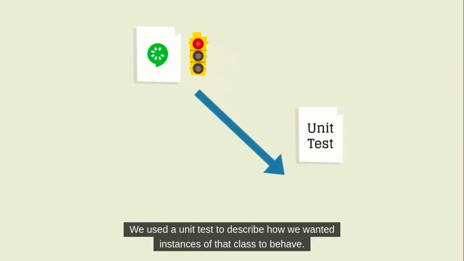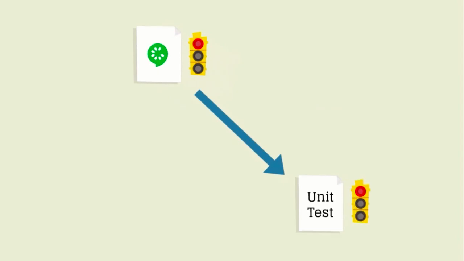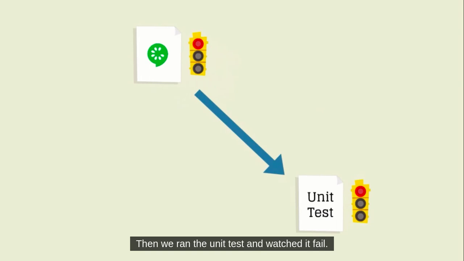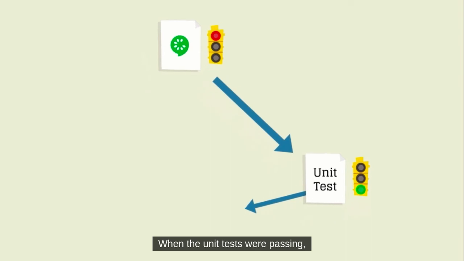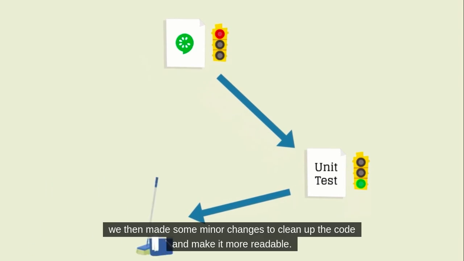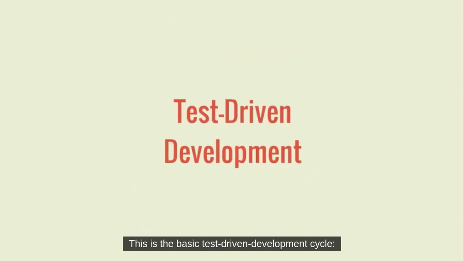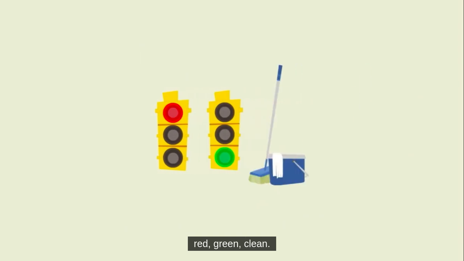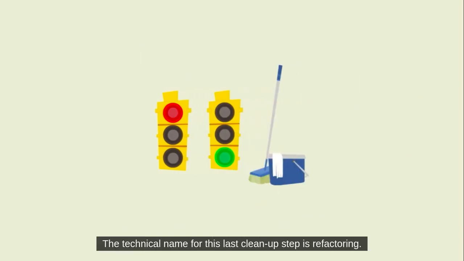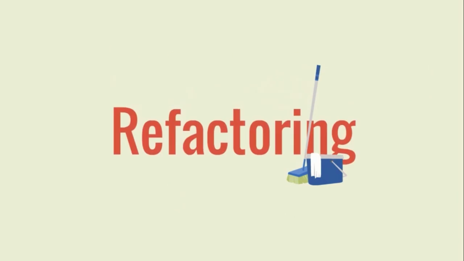We used a unit test to describe how we wanted instances of that class to behave. Then we ran the unit test and watched it fail. We focused in and made changes to the class until its unit tests were passing. When the unit tests were passing, we then made some minor changes to clean up the code and make it more readable. This is the basic test-driven development cycle. Red, green, clean. The technical name for this last cleanup step is refactoring.